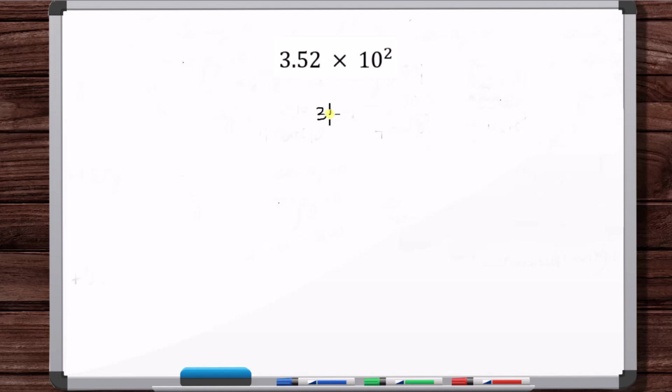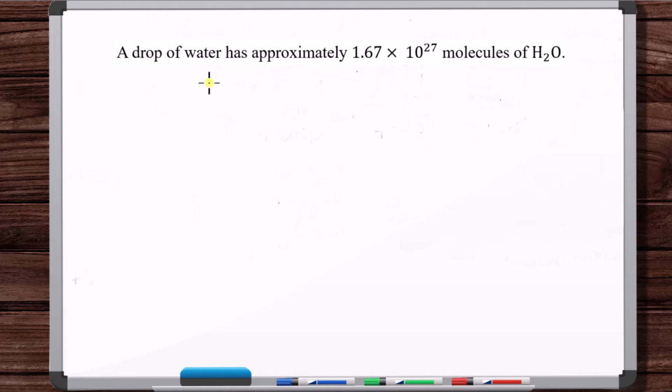So 352. Okay, times 10 to the first, just move the decimal point over 1 to the right. So 67.18. Okay, here we move the decimal point to the left. We have a negative 1, so 1 spot to the left, 0.187. Okay, a drop of water has approximately 1.67 times 10 to the 27 molecules of H2O.